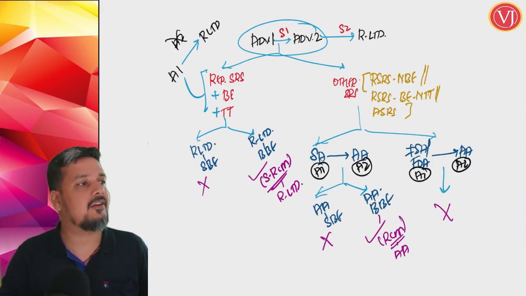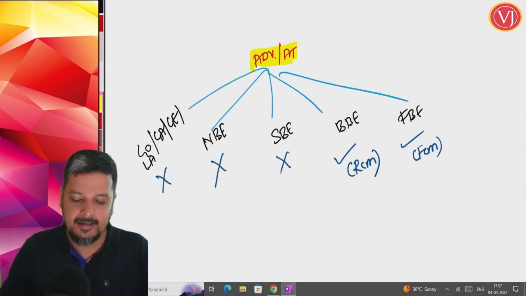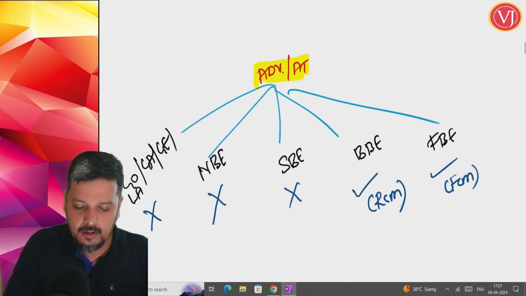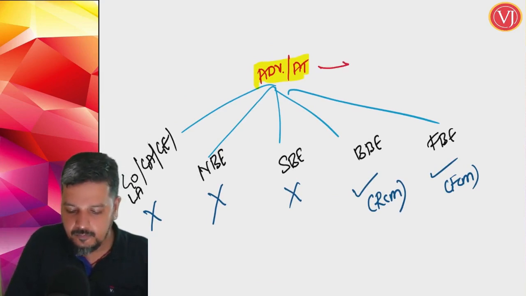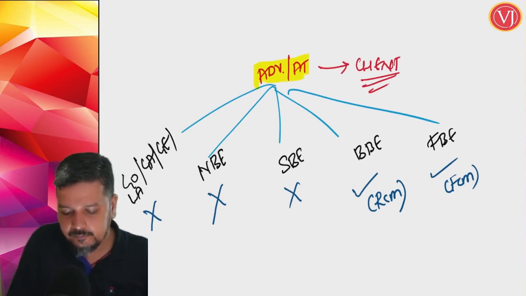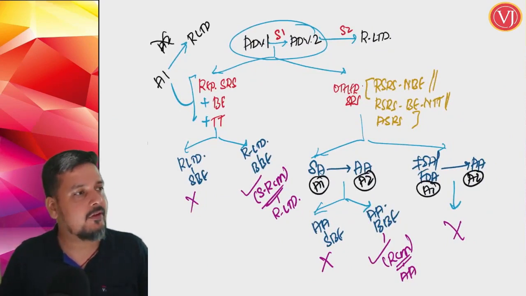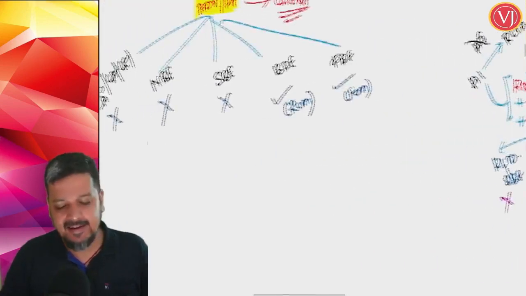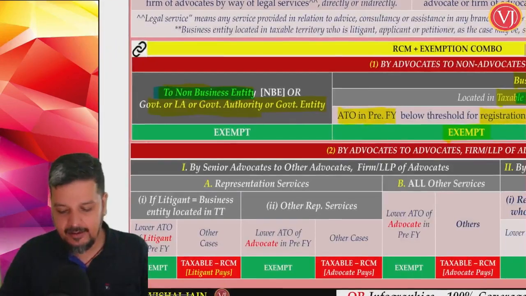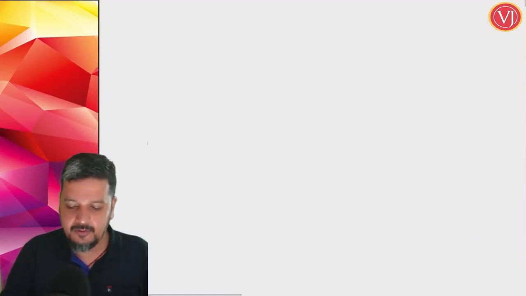You don't have this complication when you talk about arbitral tribunal. You have to remember in two ways: advocate to client, or arbitral tribunal to client, and this was everything about advocate to advocate. Are you guys clear with this entire understanding? That is everything about your advocates and arbitral tribunal. Next, you are talking about the fourth category, sponsorship services.